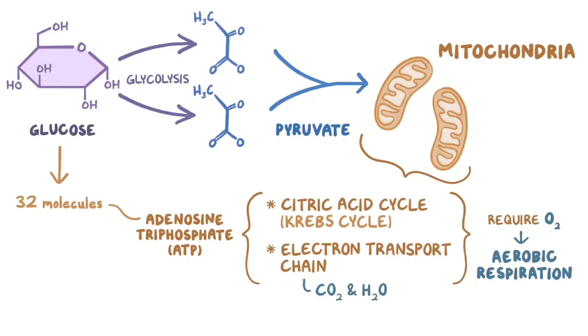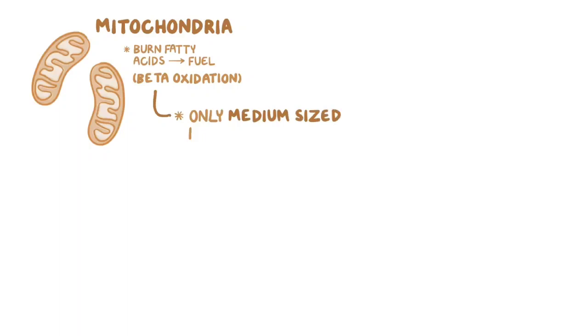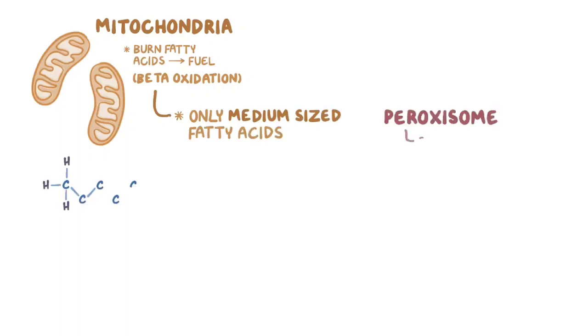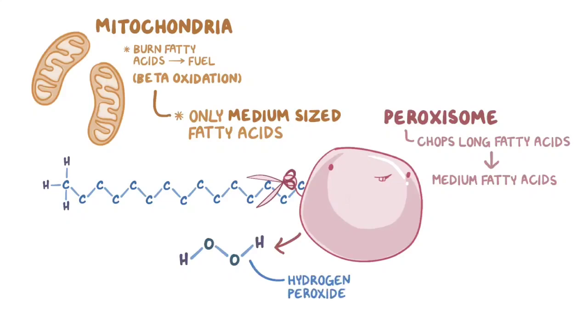Alternatively, if there's not enough glucose to go around, our cell can try burning fatty acids in the mitochondria as a source of fuel, in a process called beta oxidation. Now, it turns out that mitochondria can only work with medium-sized fatty acids. So to make it work, a special organelle called the peroxisome chops long fatty acids down into medium-sized ones. The process generates dangerous hydrogen peroxide, but the peroxisome has an enzyme called peroxidase, which safely converts the hydrogen peroxide into water and oxygen.